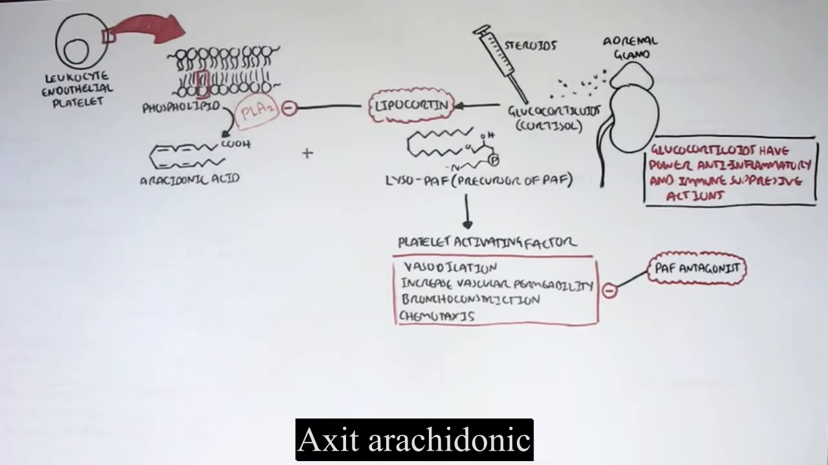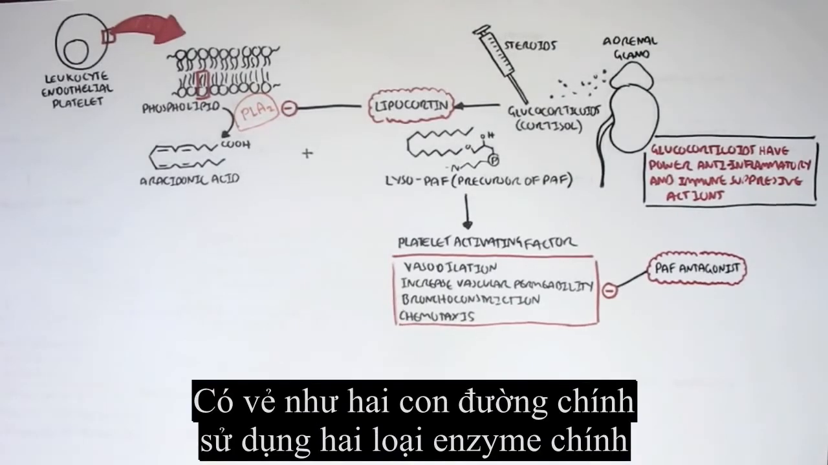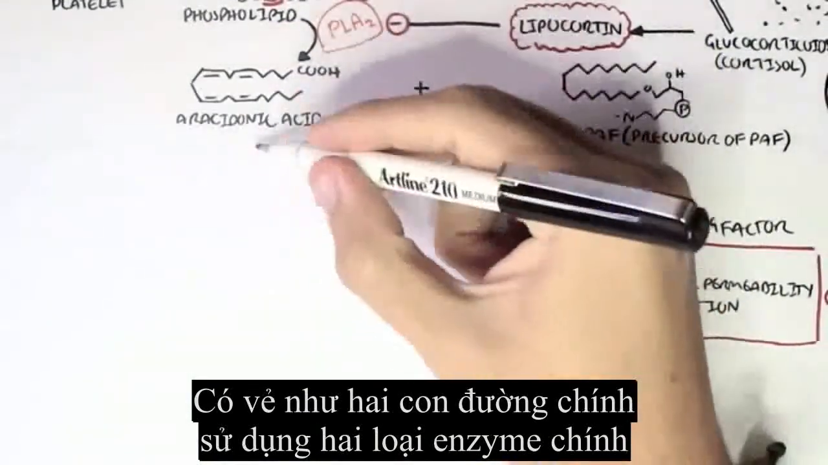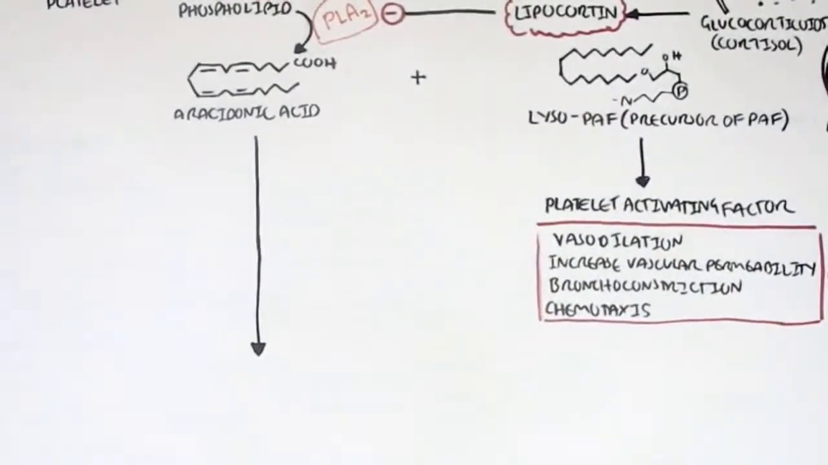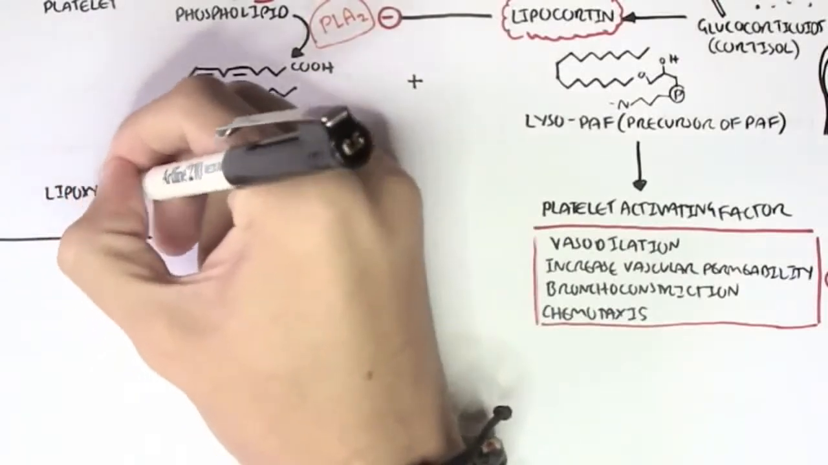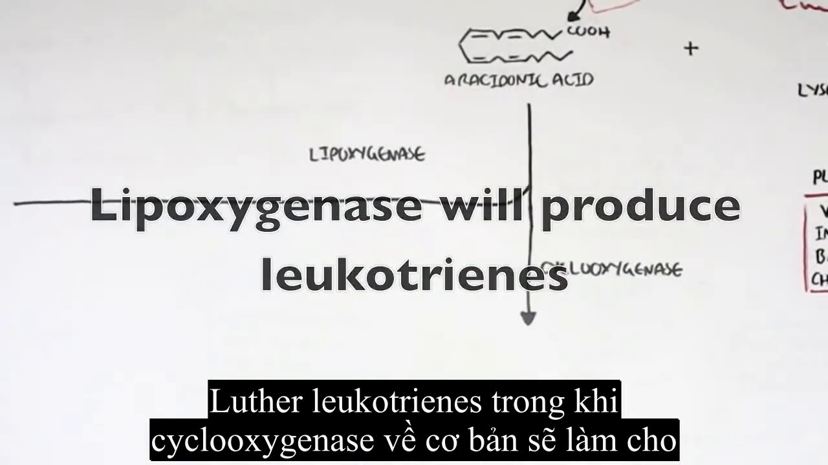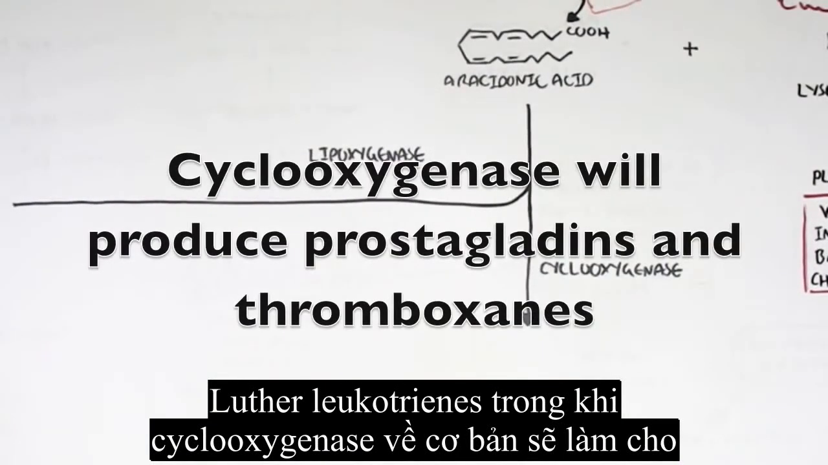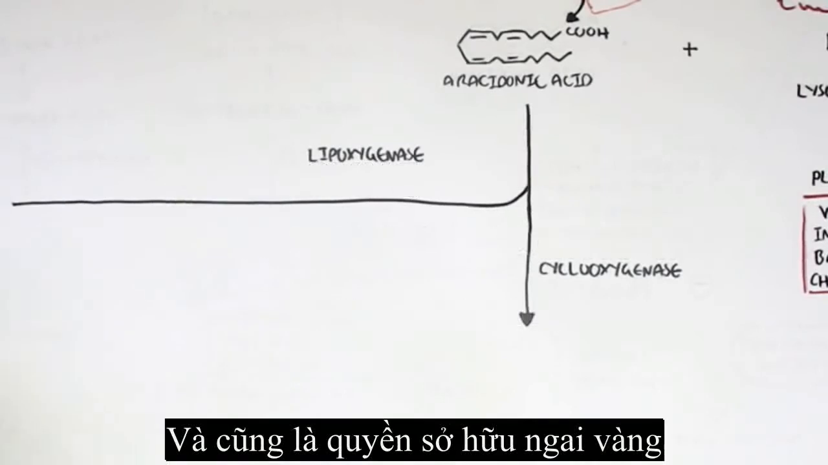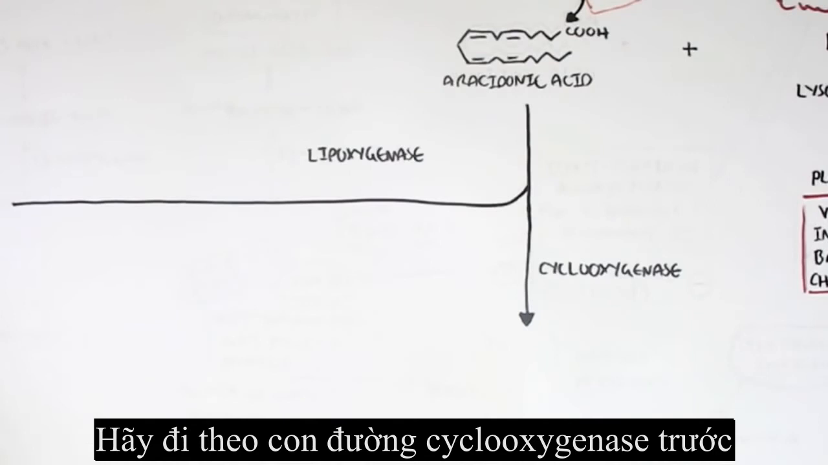Now let's follow arachidonic acid. As I mentioned, arachidonic acid is important in making or producing inflammatory mediators. There are essentially two main pathways using two main enzymes. The two main enzymes are lipoxygenase and cyclooxygenase. Lipoxygenase will essentially make the leukotrienes, while cyclooxygenase will essentially make the prostaglandins and also the thromboxane. Let's follow this cyclooxygenase pathway first.